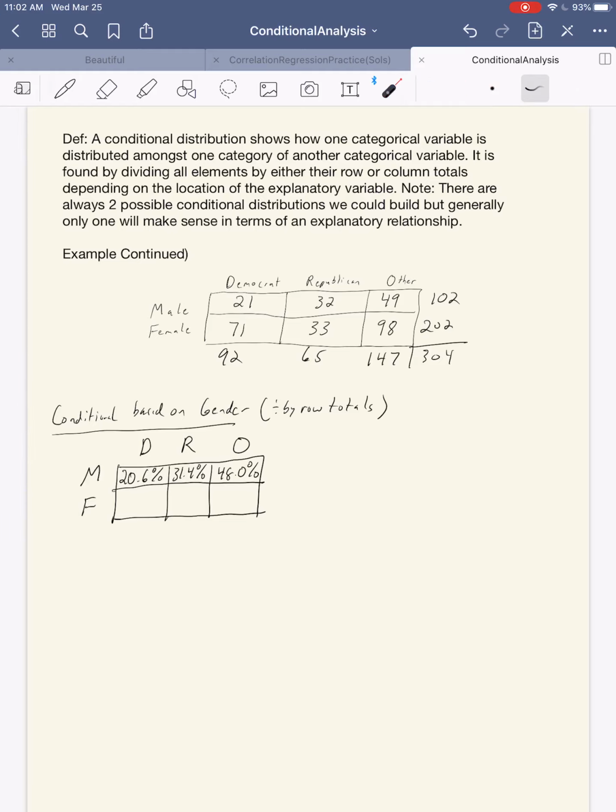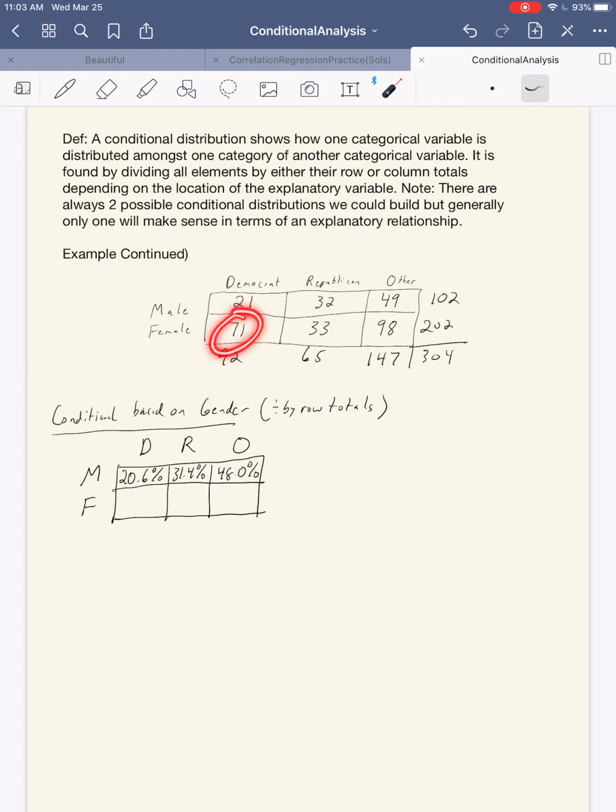Now, just make sure we understand, if you summed up these three percentages, 20.6, 31.4, and 48.0, what you would get would be 100% there, because this is telling us how the males were distributed amongst the different political affiliations. All right, let's fill in the second row.